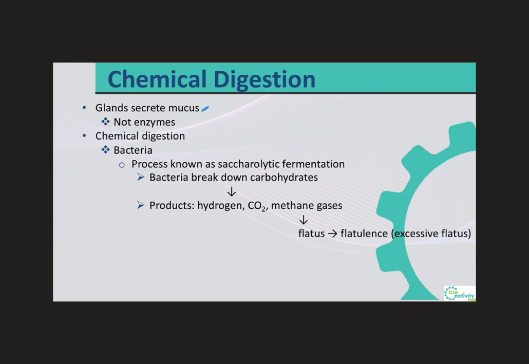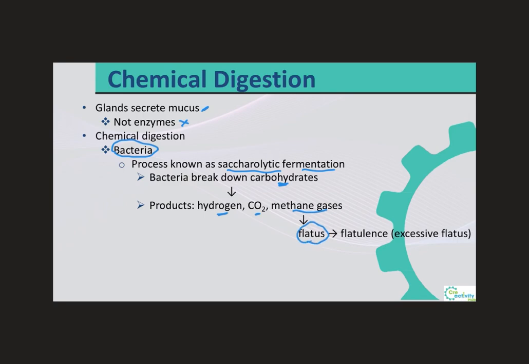With regards to chemical digestion, although the glands of the large intestine secrete mucus, they don't secrete digestive enzymes. Therefore, chemical digestion in the large intestine occurs exclusively because of the healthy bacteria present in the lumen of the colon. Through a process called saccharolytic fermentation, the bacteria break down some of the remaining carbohydrates, resulting in the discharge of hydrogen, carbon dioxide, and methane gases that create what we call flatus, or gas, in the colon.